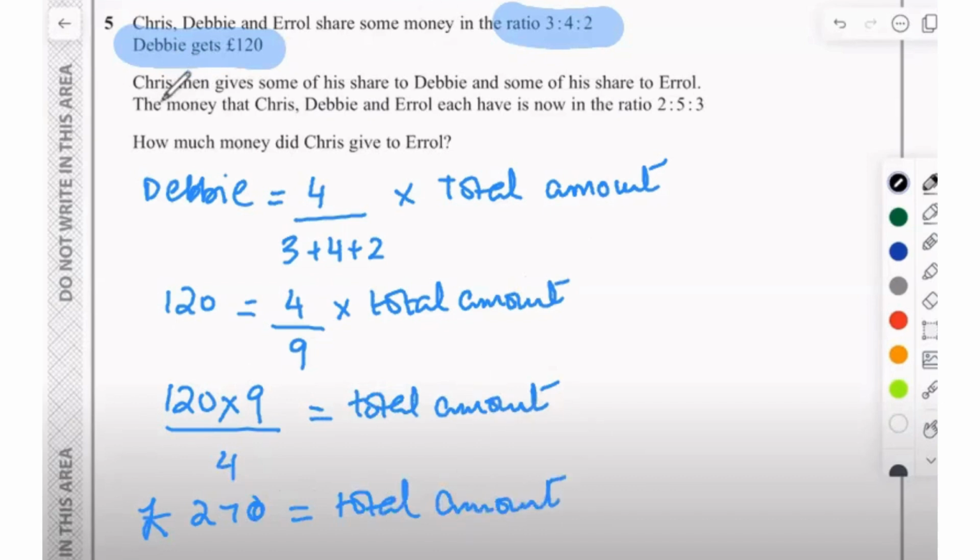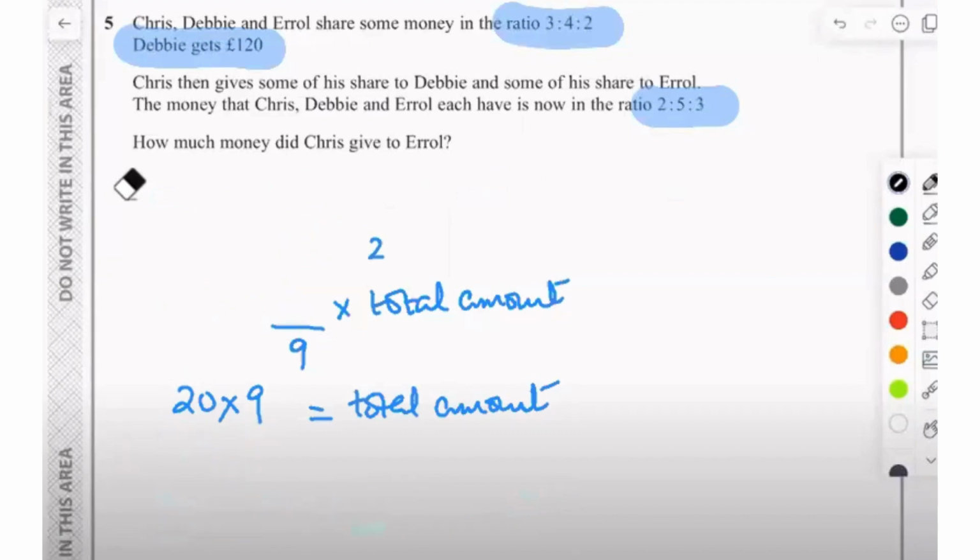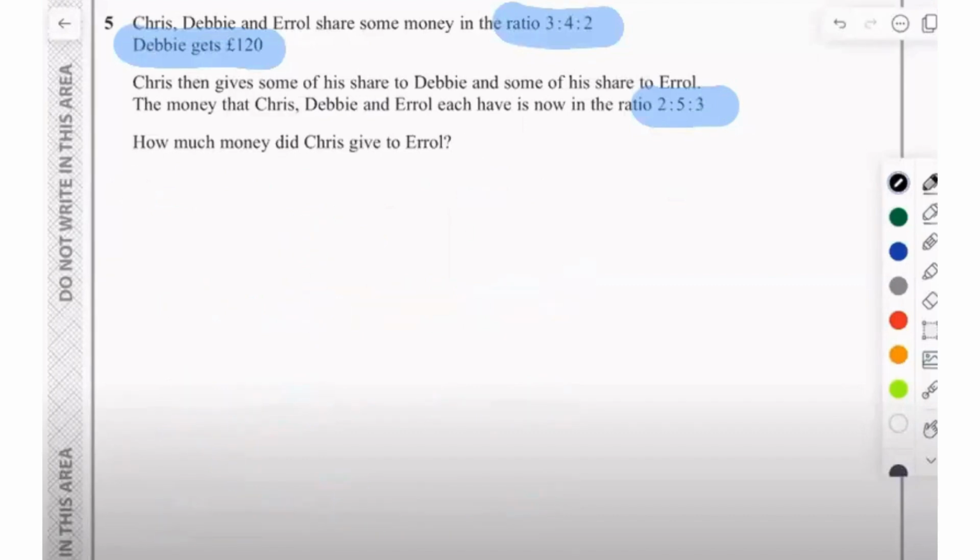Now, we know that Chris gives some of his share to Debbie and some of his share to Errol. The total amount is going to remain the same throughout, but what's going to change is the share of Chris, Debbie, and Errol, because Chris is dividing his share among Debbie and Errol. That causes the ratio to change as well, which is 2:5:3. So let's use the 270 amount to find this. So we know that 270 was the total amount.